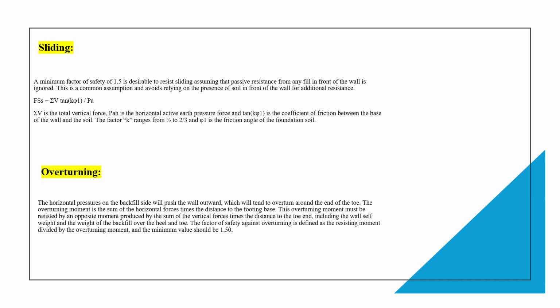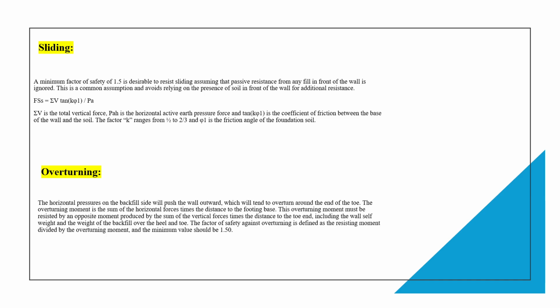The factor of safety with respect to sliding equals the resisting force divided by the driving force. A minimum factor of safety of 1.5 is desirable to resist sliding, assuming that passive resistance from any soil in front of the wall is ignored. This is a common assumption and avoids relying on the presence of soil in front of the wall for additional resistance.